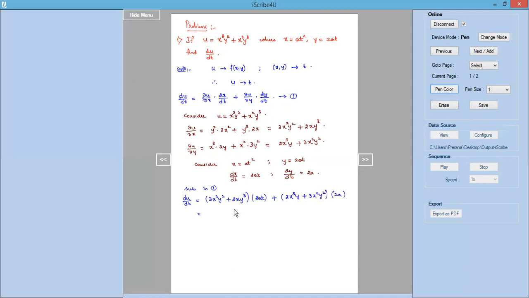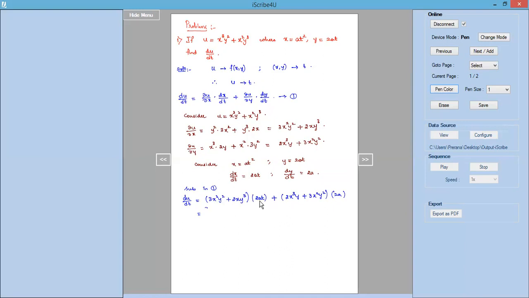Now we observe that the variables x and y are also involved here, and t is the independent variable involved. So we have du by dt to find out. So we have to substitute for x and y in terms of t and simplify, to obtain the answer completely with respect to the variable t. So substituting for x and y in each and every step.